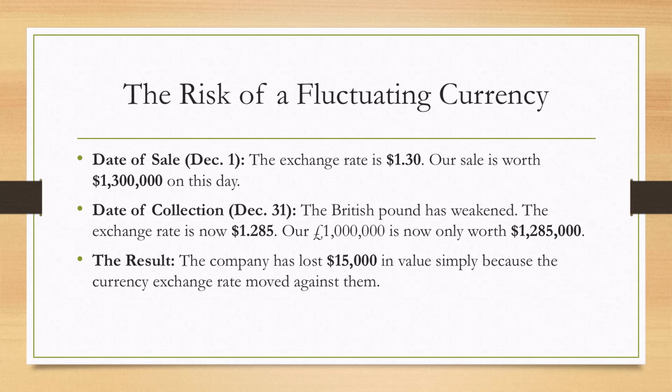On the date of the sale, the 1st of December, the exchange rate is $1.3 per pound. That means our sale is worth 1.3 million US dollars on that day. But by the time we collect the cash 30 days later, the British pound has weakened. The exchange rate has fallen to $1.285. Our 1 million pounds is now only worth $1,285,000. The result? Our company has lost $15,000 in value, not because of a bad product or a bad sale, but simply because the currency exchange rate moved against us.